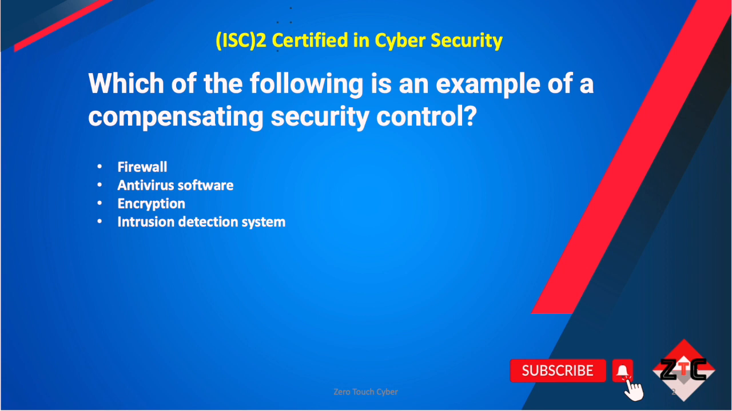Encryption is a compensating security control because it is used to provide an additional layer of security when other security controls are not sufficient. For example, if data is transmitted over an insecure network, it can be encrypted to prevent it from being intercepted and read by any unauthorized parties. So the correct answer is encryption, the third option.